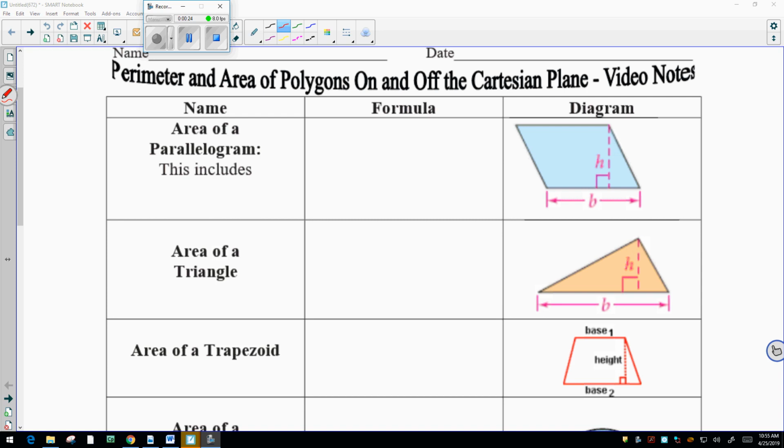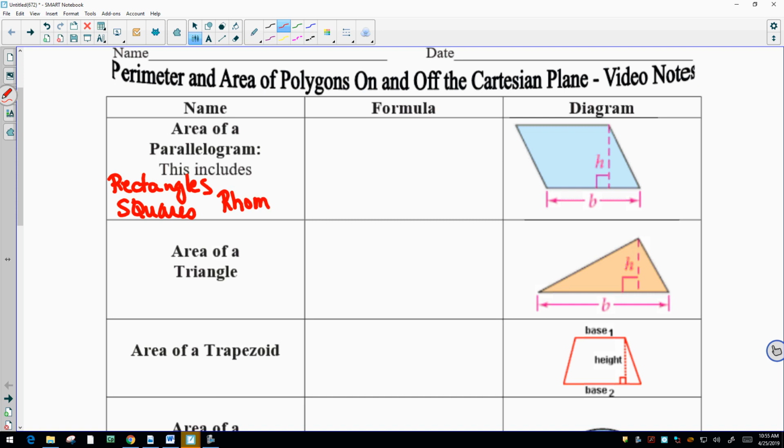So just some basic review formulas here. We need to find the area of a parallelogram. Keep in mind, for a parallelogram, this formula is going to work for things like rectangles, squares, and rhombi, plural for rhombus, okay? So our formula here is just area is equal to base times height.